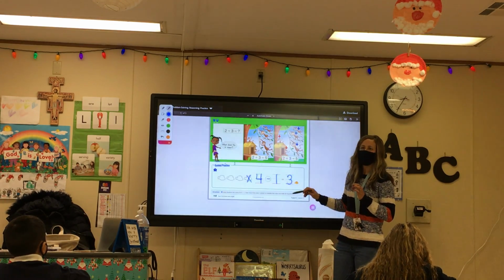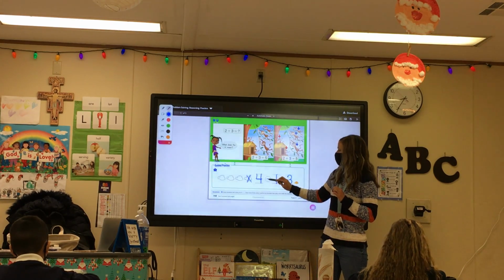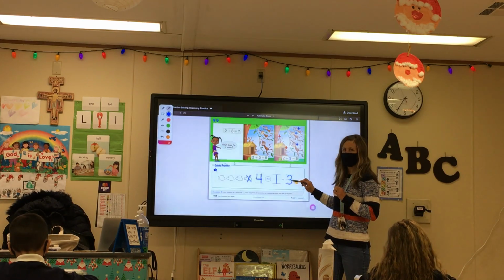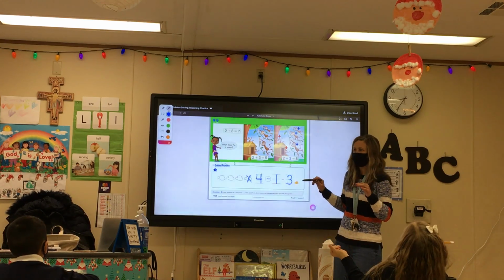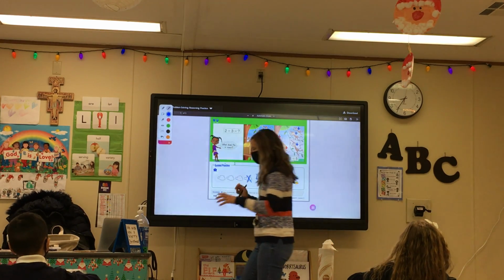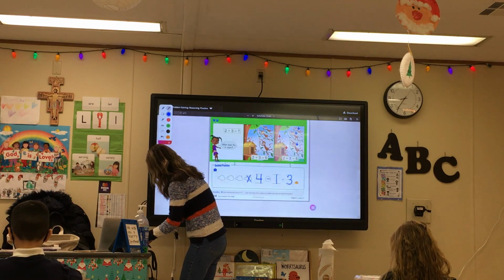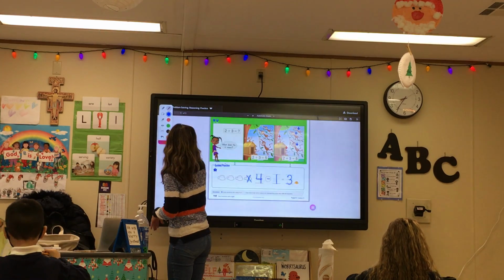Okay, so let's read this equation together. Ready? Point to the numbers as you say it. 4 minus 1 equals 3. You see how I point to the symbols as well as I'm saying it? So you don't want to miss any, okay? All right, take your paper, flip it over. We've got some little stories today, and then we're just drawing the pictures to go with it.